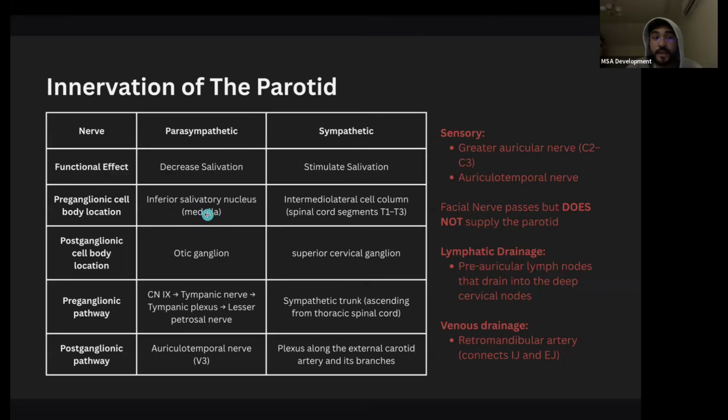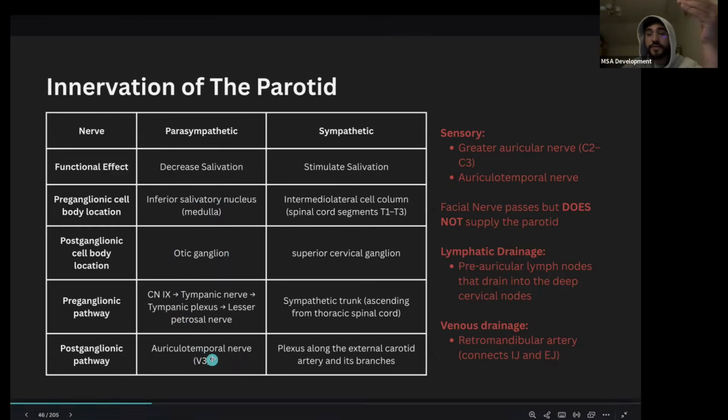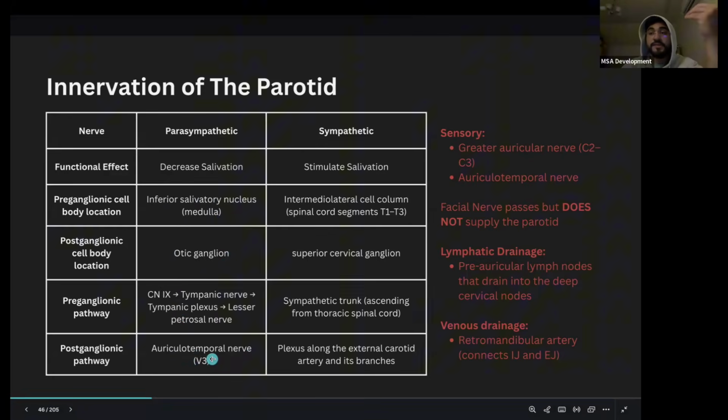So here, you're going to have the inferior salivatory nucleus, which is going to be in your medulla. So this is going to be the preganglionic cell body. It's going to go all the way to the otic ganglion, which I'm going to show you in a bit. And then from there, you get the auriculotemporal nerve that basically supplies the parasympathetic innervation. You need to know that it all happens through the lesser petrosal nerve, as the preganglionic pathway.